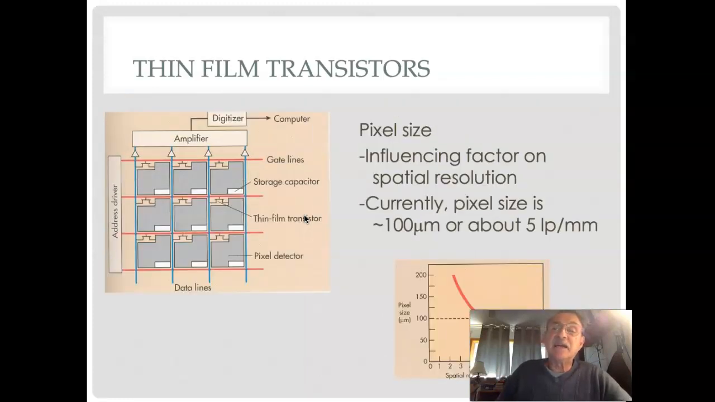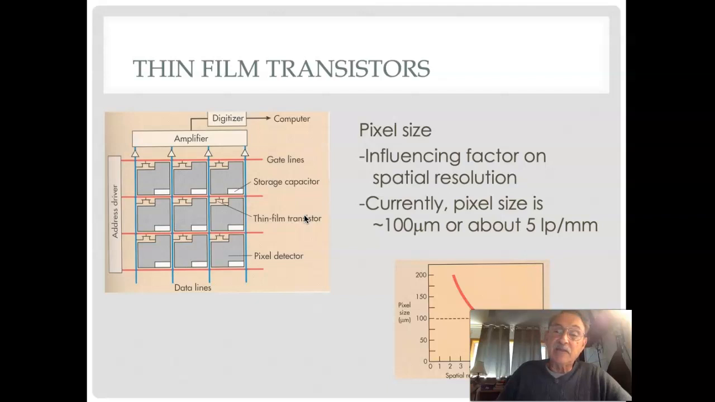The pixel size is the influencing factor on spatial resolution. And currently, pixel size is about 100 micrometers, or 5 line pairs per millimeter. And that's pretty good for digital radiography. As you recall, it starts at about 1.5 and goes up from there. And this chart represents the pixel size and the spatial resolution.